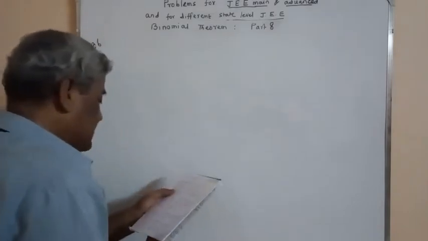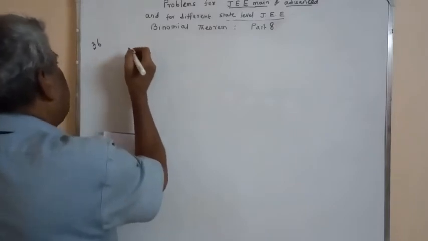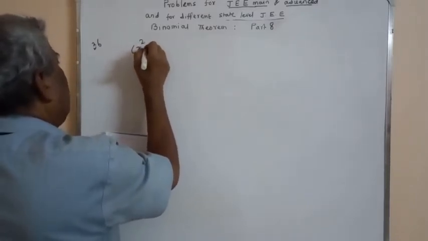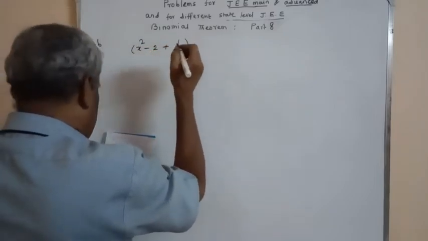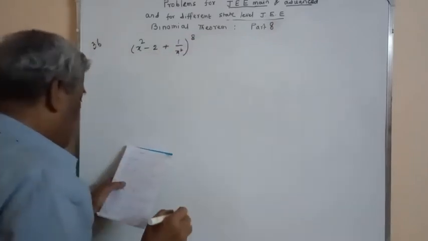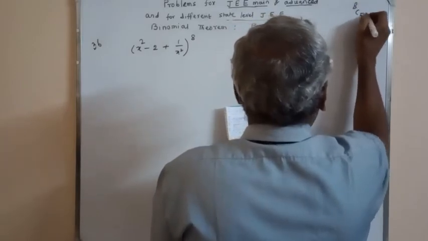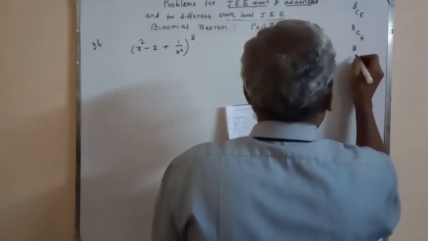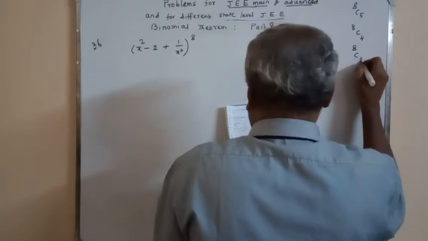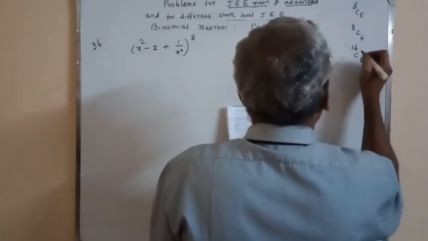First problem is problem number 36: the term independent of x in (x² - 2 + 1/x²)^8 is. Options: 8C5, 8C4, 8C8, 16C8 and 16C9.